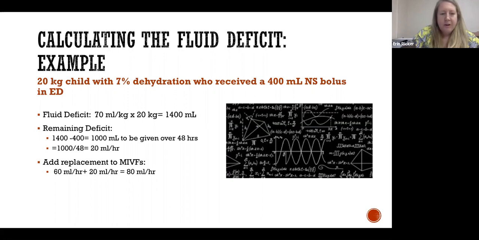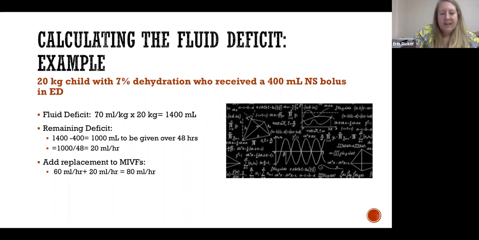So if we look at our fluid deficit, again, they're about 70 mLs per kilo. We got that from our 7% dehydrated times our 20 kilo equals 1,400 mLs for our fluid deficit that we're getting for this patient. They've already gotten a bolus of 400 ml, so we can subtract that from our total of 1,400 that they need, and we get about another 1,000 that they need over 48 hours.